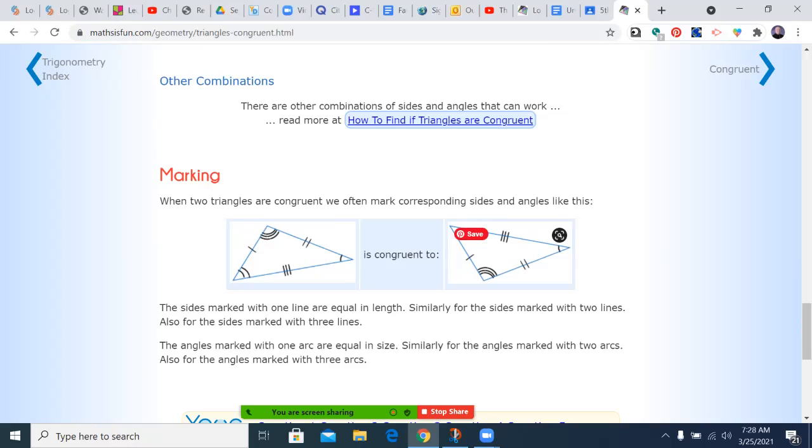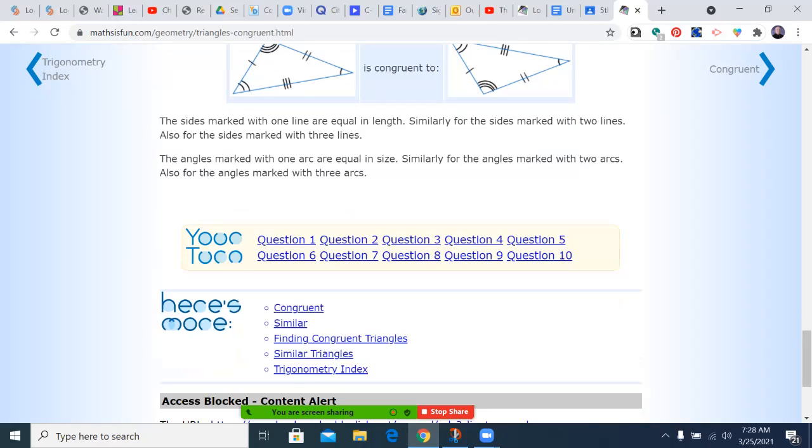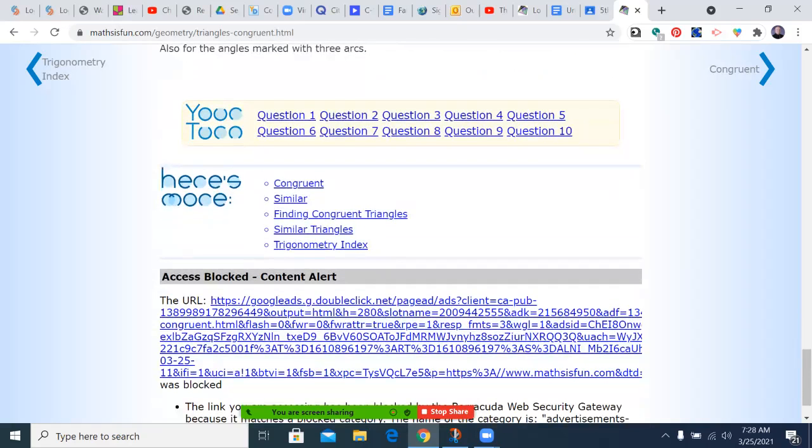So here, this side is congruent to this side. This side is congruent to this side. This side is congruent to this side. This angle to this angle to that, and finally that. So this would be congruent. The angles are marked with one arc for equal angles, like we were just talking about.